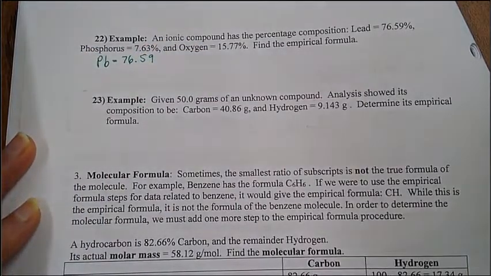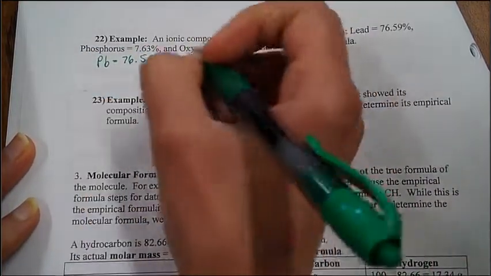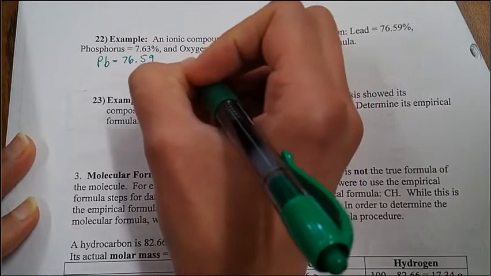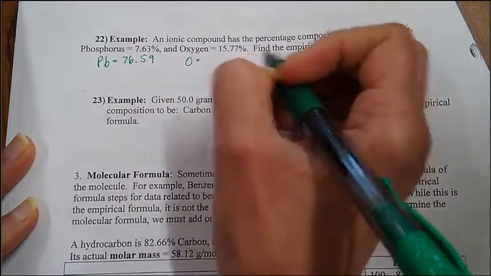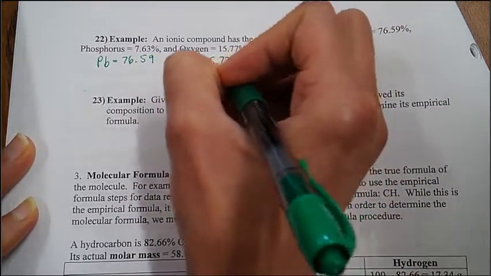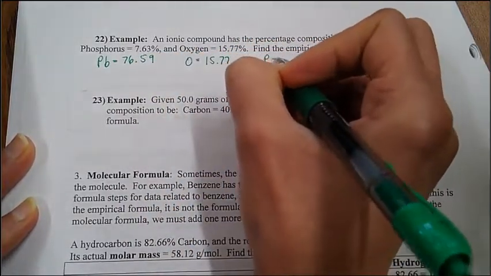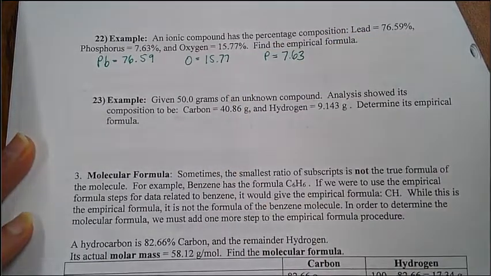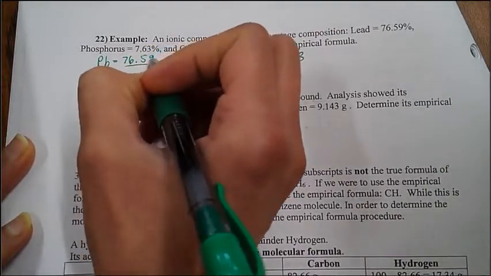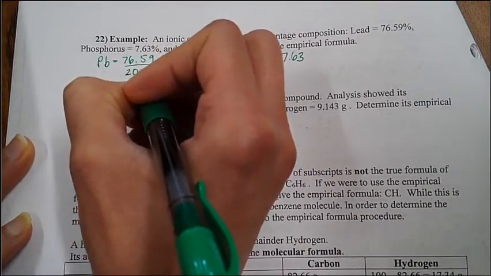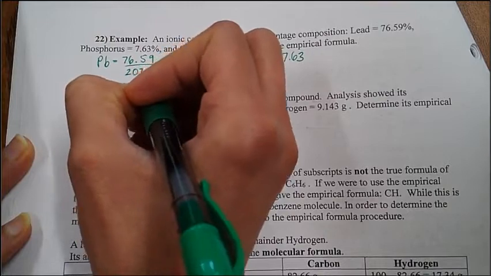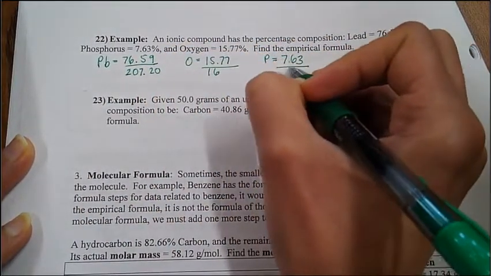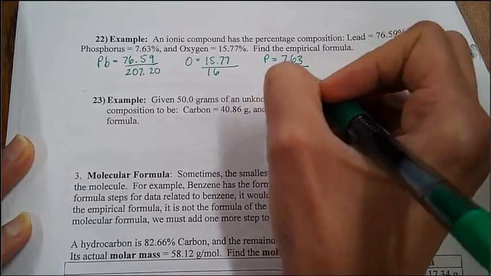We're going to convert that to grams. No reason to write grams right here. Then we've got oxygen, which is 15.77, and then I'm going to just write phosphorus right here. Phosphorus is 7.63. Okay, grams. We're going to divide by the molar mass of each of the elements. Lead is 207.20, oxygen is 16, and phosphorus is 30.97.